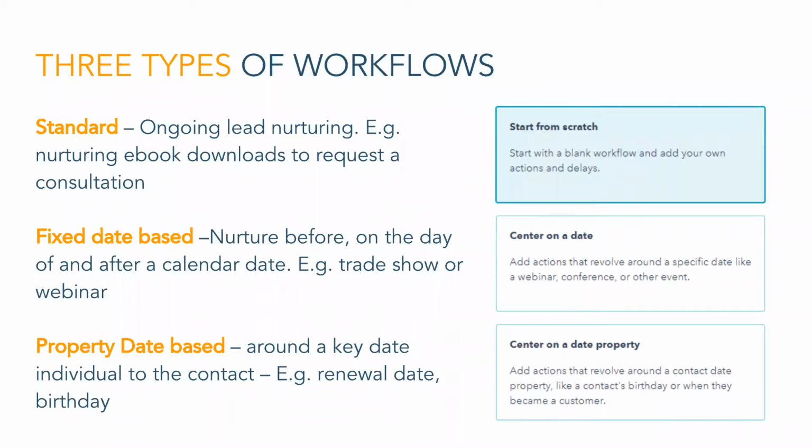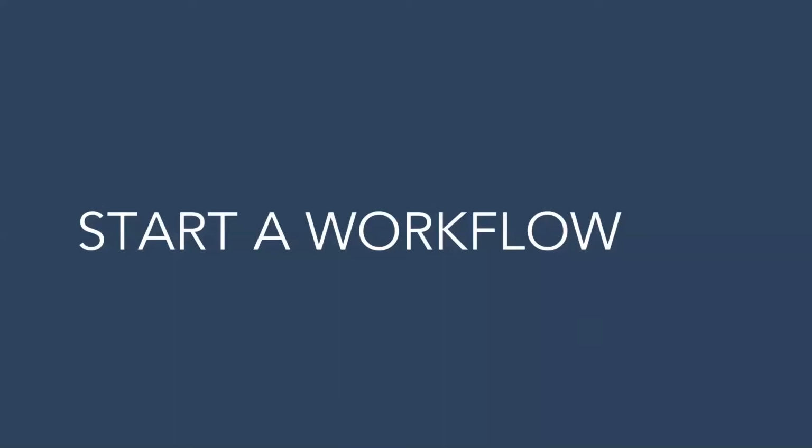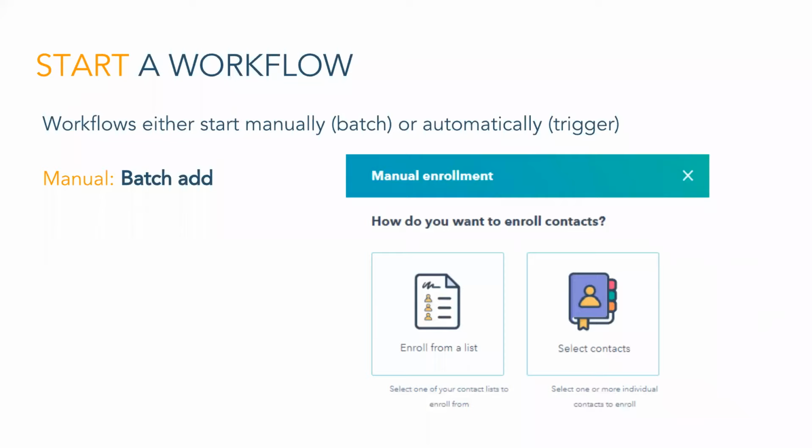The next thing I want to look at is how to start a workflow and the different ways to do this. The first way is manually. This is where you can select a list and manually add people to the workflow. If you've ever created a list, it's the same thing. You would just use that now as enrollment criteria. The second way is automatically. So it can be triggered.